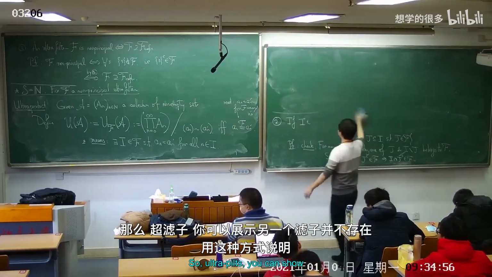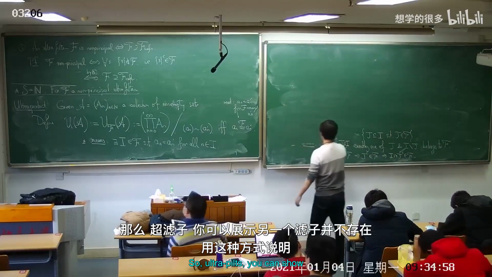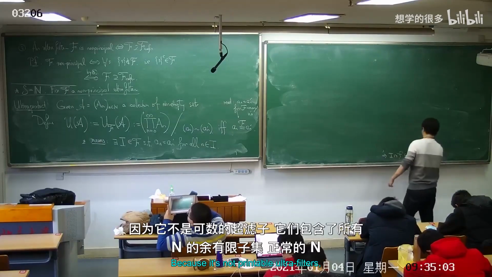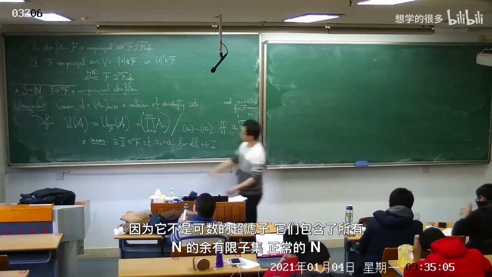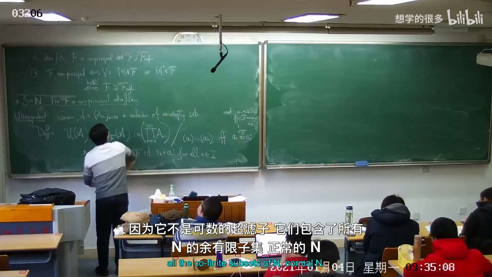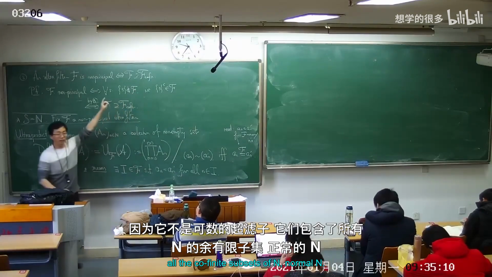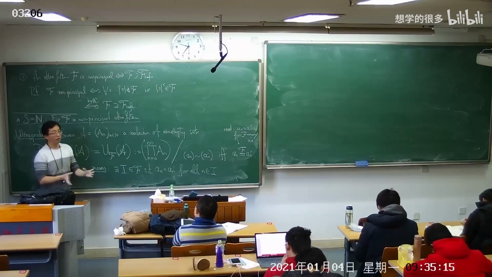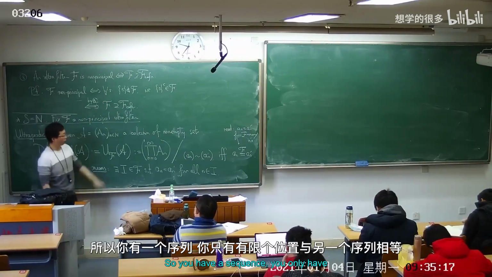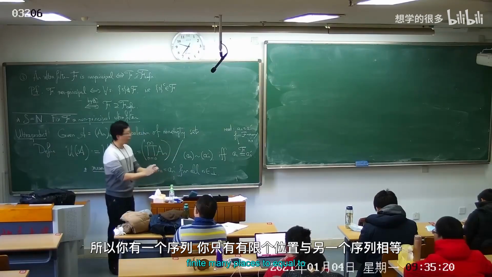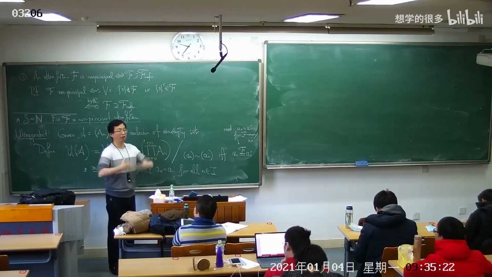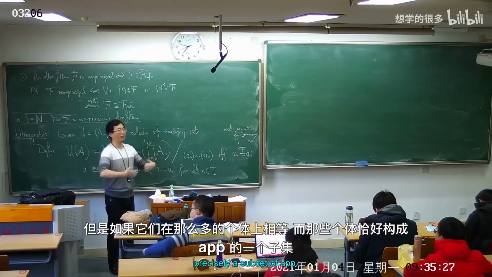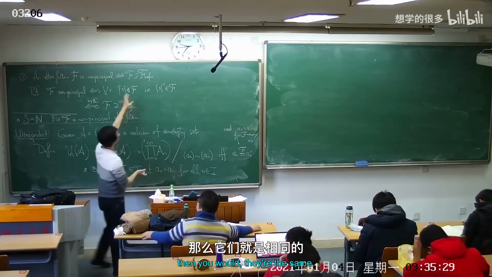You can show that these non-principal ultrafilters contain all the cofinite subsets of N. Therefore, all the finite sets are not in this ultrafilter. So if you have a sequence that is equal to another sequence at only finitely many places, they're not considered the same. But if they are equal at infinitely many places, and those places are precisely a subset in F, then you win. They're the same.